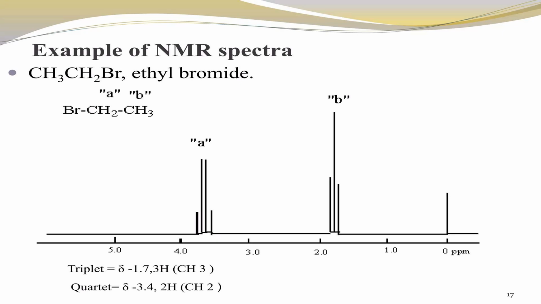So now we will see the example of the ethyl bromide NMR spectrum. Structure: the molecule contains a bromine atom attached to an ethyl group, CH2 CH3. Chemical shift: peak A, a quartet at 3.4 ppm corresponding to 2 protons on CH2. The splitting is due to coupling with the 3 equivalent protons on CH3, so by the n plus 1 rule, n is equal to 3. Then peak B, a triplet at 1.7 corresponding to 3 protons on CH3. The splitting arises from coupling with 2 protons on CH2, so by the n plus 1 rule, n is equal to 2.